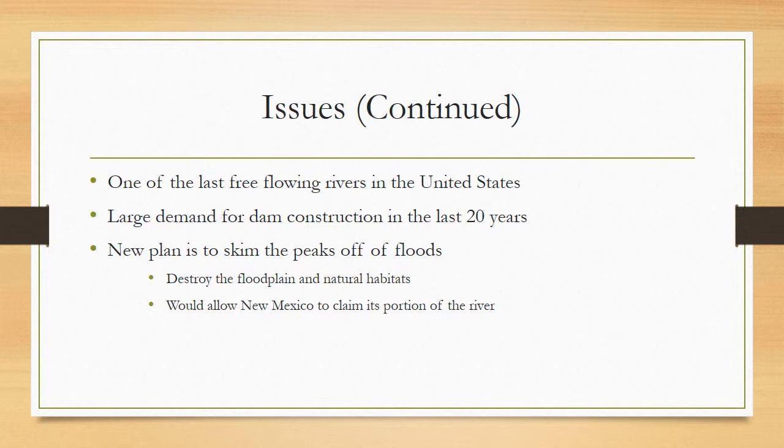However, over the course of the last 20 years, there has been a huge demand for dam construction on the river. In particular, there is a new plan to skim the peaks off of floods. This may sound like a good idea again. However, it would destroy the floodplain of the Gila River and would cut off water from the inhabitants downstream, all to give New Mexico its portion of a river that is already overutilized.